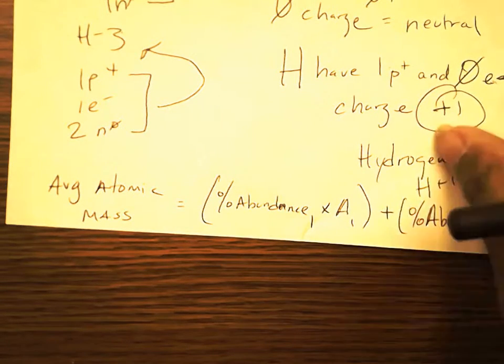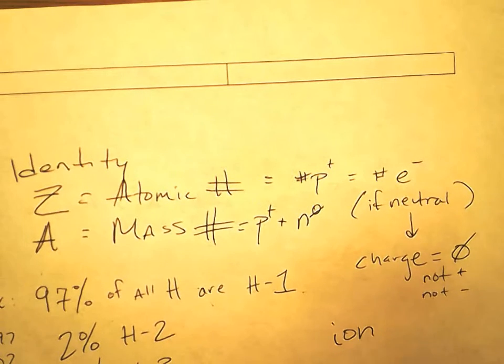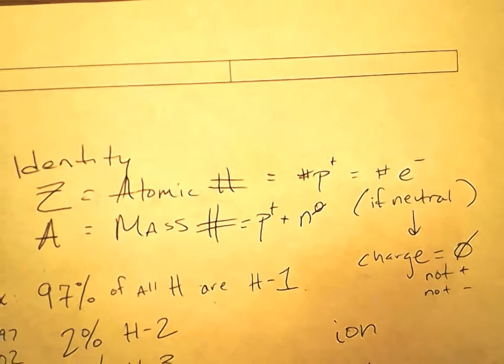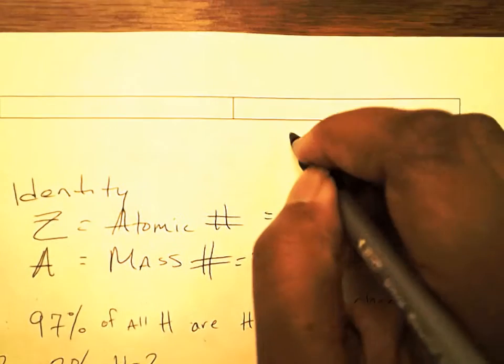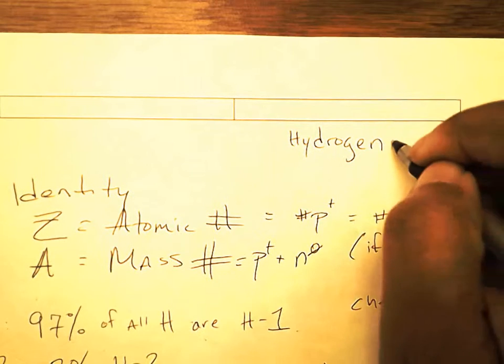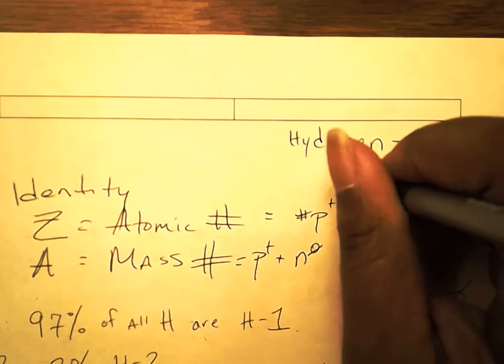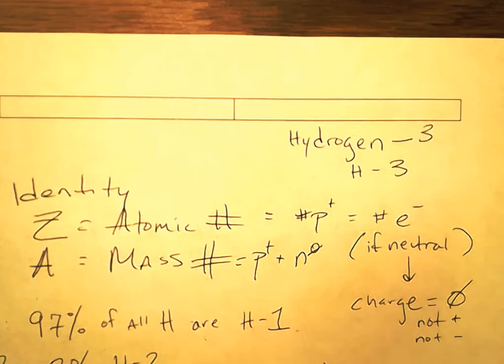I do want to make a note about isotope notation. There are many ways to write an isotope on an exam or whatever. One way we do it is by writing the name of the element, hydrogen, dash, and then we put the mass number. So if I'm talking about hydrogen with a mass number of 3, I would write hydrogen dash 3. If I don't want to write the actual name, you may see us do this, H dash 3.